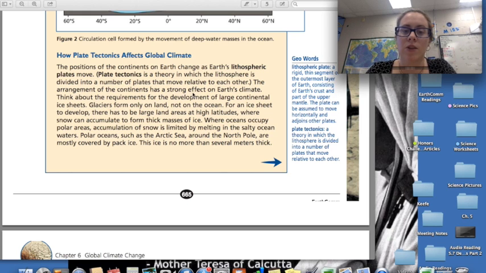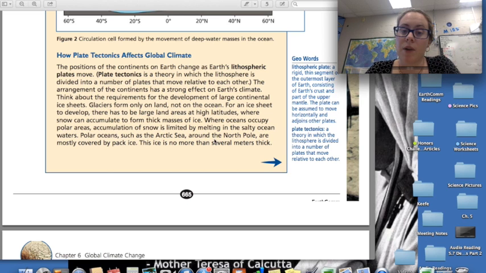The arrangement of continents has a strong effect on Earth's climate. Think about the requirements for the development of large continental ice sheets. Glaciers form only on land, not on the ocean. For an ice sheet to develop, there has to be a large land area at high latitudes, so up near the poles, where snow can accumulate to form thick masses of ice. Where the oceans occupy polar areas, accumulation of snow is limited. There just isn't as much of it by melting in the salty ocean waters.